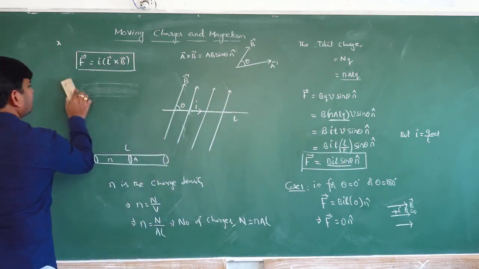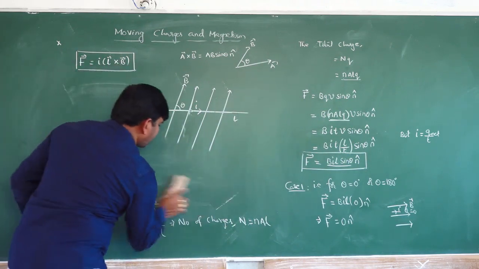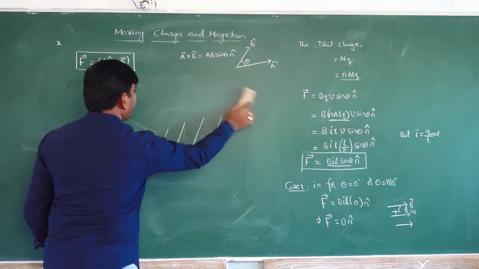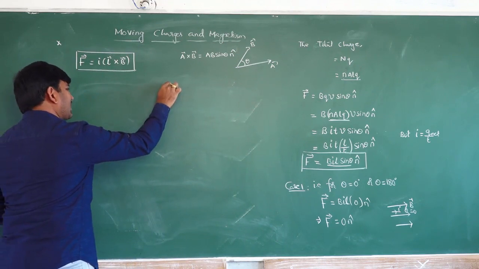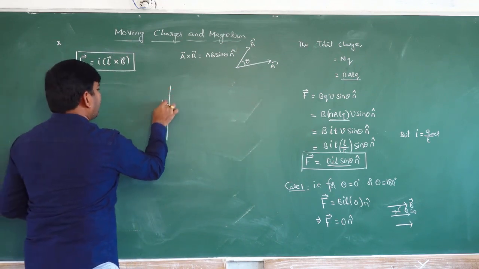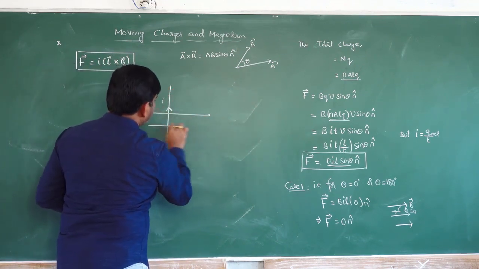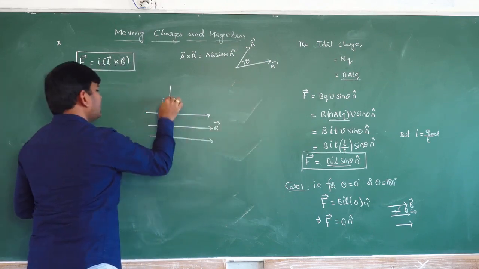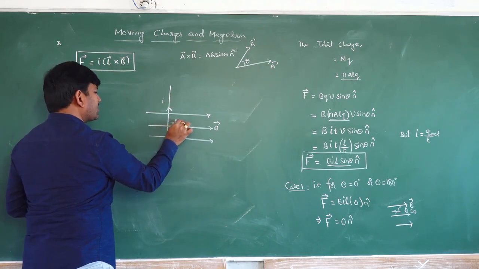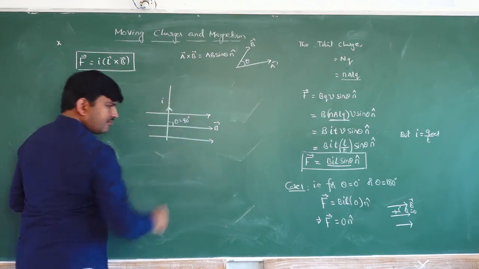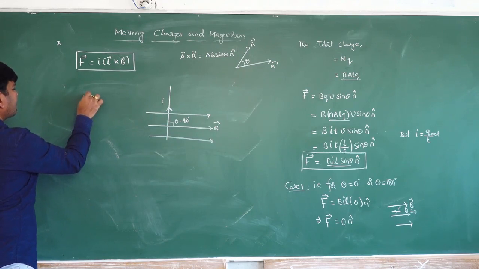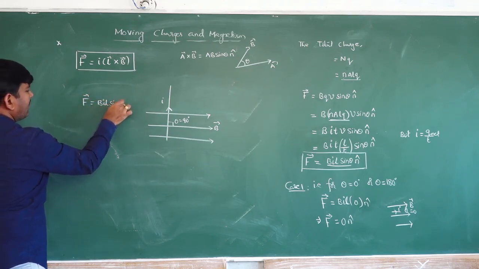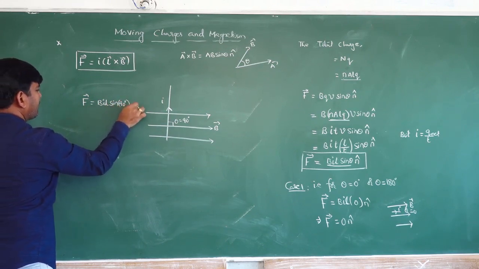Now, when does the current carrying conductor placed in a magnetic field experience the maximum magnetic force? This is an important one. When the conductor is kept perpendicular to the field direction, then the magnetic force acting on it is BIL into sine 90 degrees into n cap.